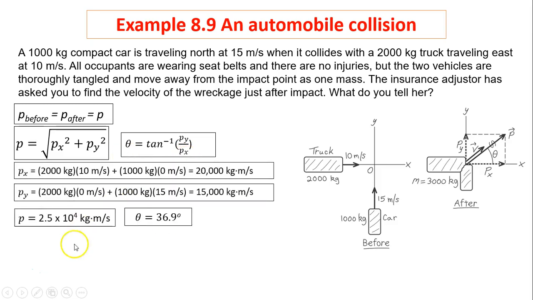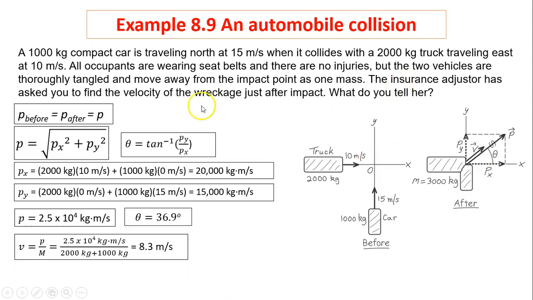But what is px? Well, px is all the x components added together: 2,000 times 10 plus 1,000 times 0, because the 1,000 kilogram compact car has no horizontal velocity. So px is 20,000, and similarly py is 15,000. When you plug into this equation, you get p equals 2.5 times 10 to the 4 kilogram meters per second, and the angle, this is a special case of a 3-4-5 triangle, so the angle is 36.9 degrees relative to the x direction.